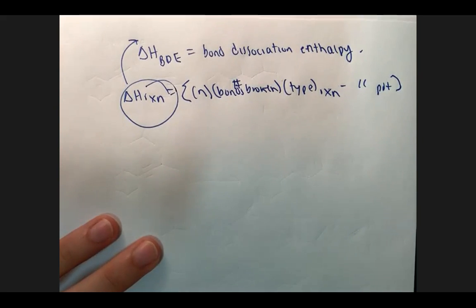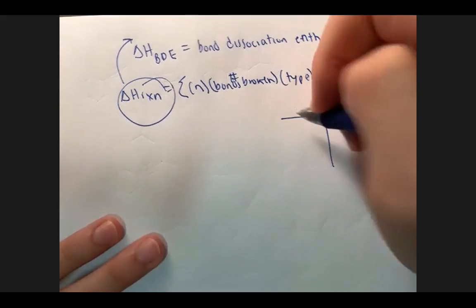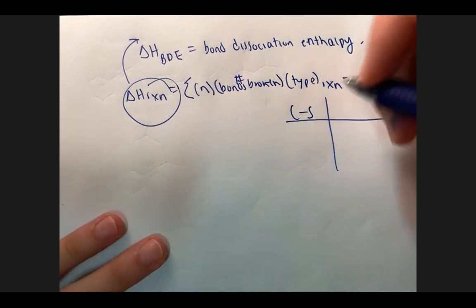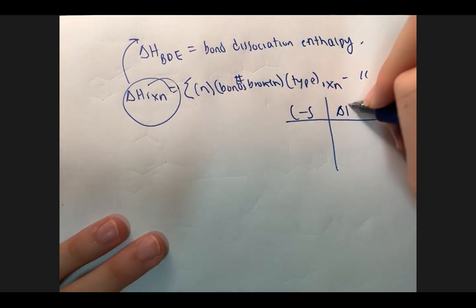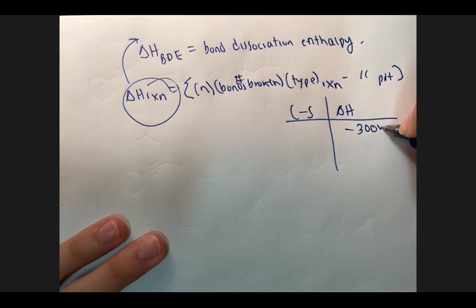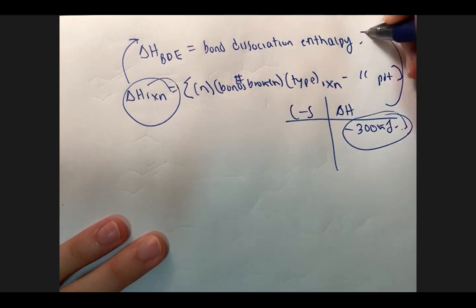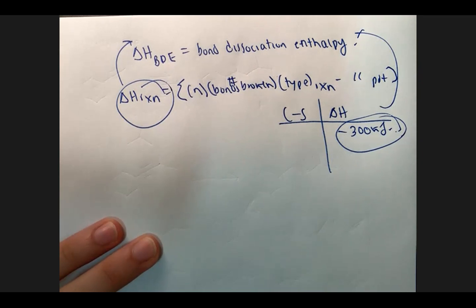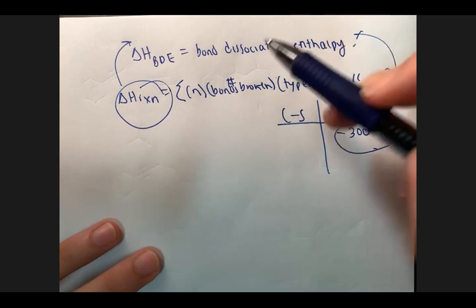It's a measure of that. Remember when you had tables, and it said breaking the carbon-sulfur bond had an enthalpy of negative 300 kilojoules or whatever. That's the bond dissociation enthalpy. That's how they come up with these values. So what does this mean?